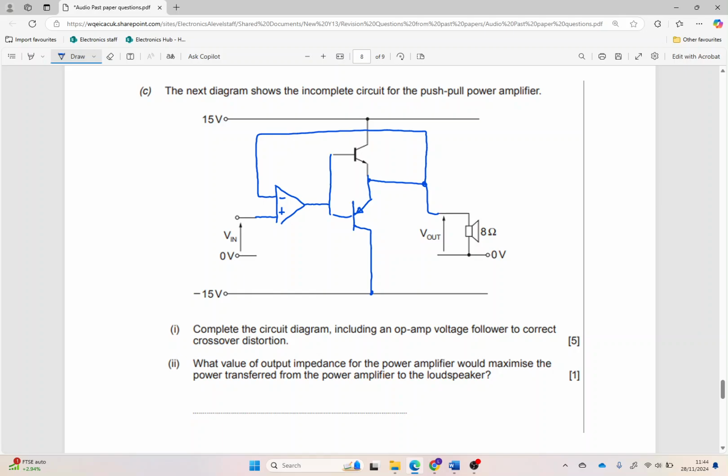We've already done a question like this. What is it? That is right, it's going to be 8 ohms. Okay. And we'll leave it there, I think.